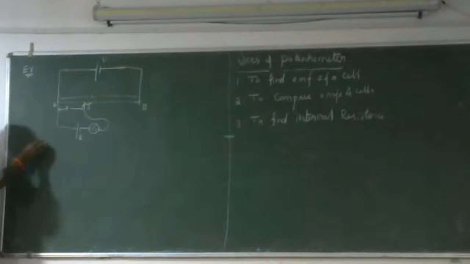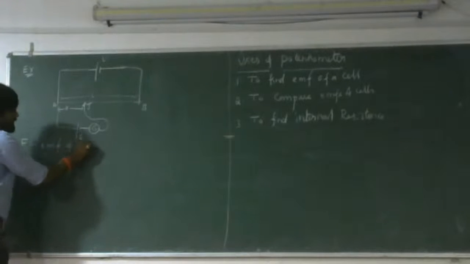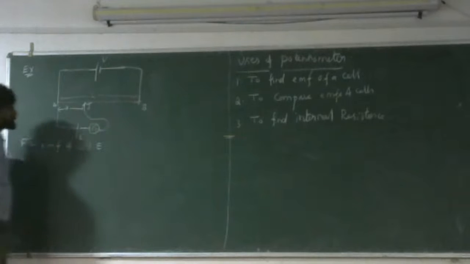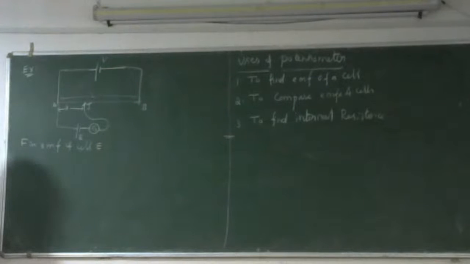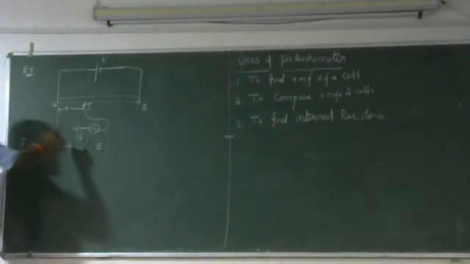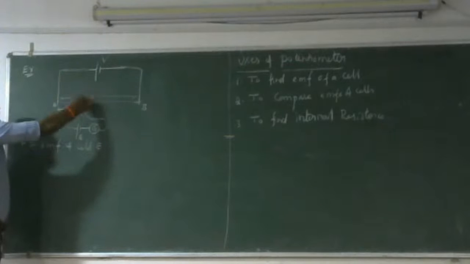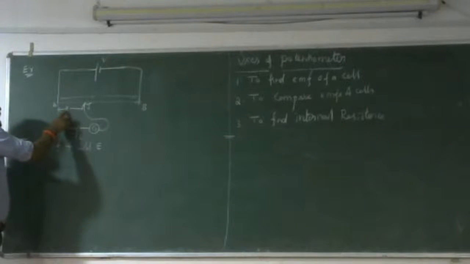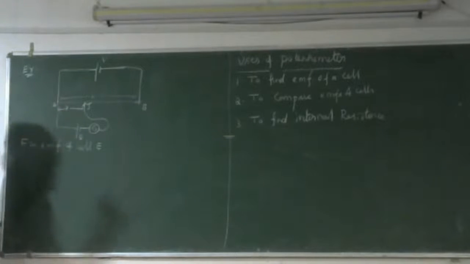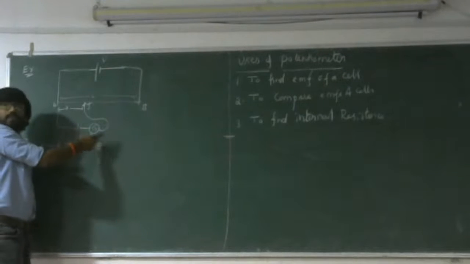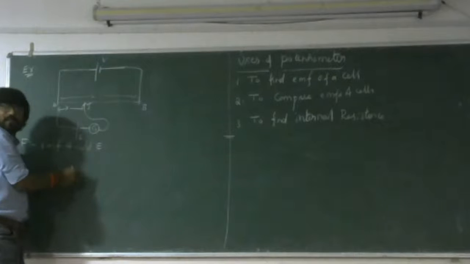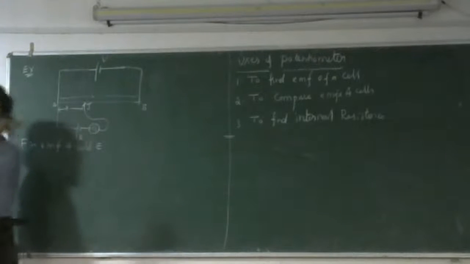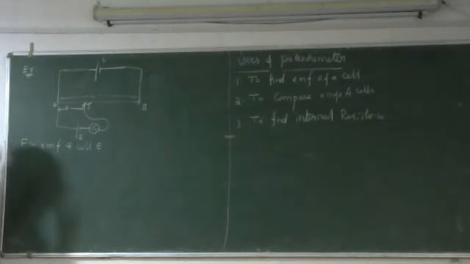So the question is: find the EMF of cell E in the figure. Sometimes the EMF of the cell will be given, V will be given, L will be given, and we will be asked to find X. What is the value of X for which the galvanometer shows zero deflection? By using the same condition which we are going to use here, you can find that. So first let us see this.